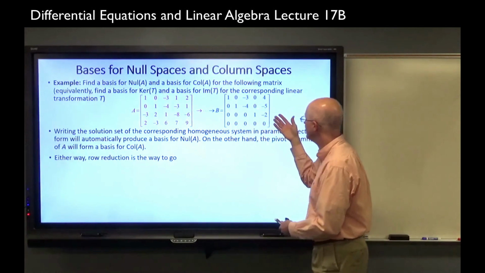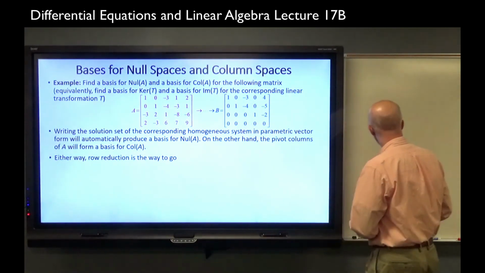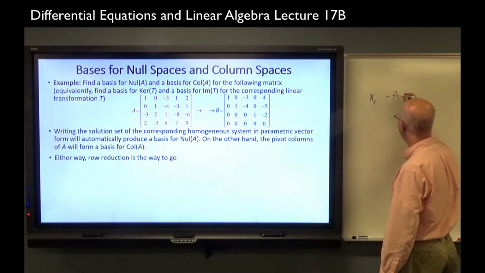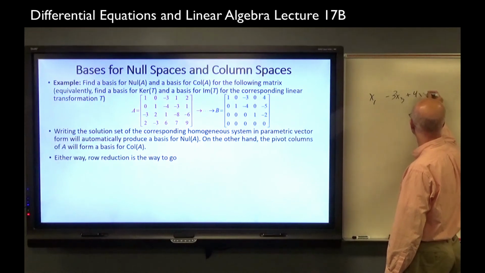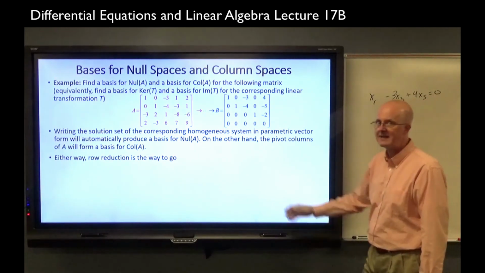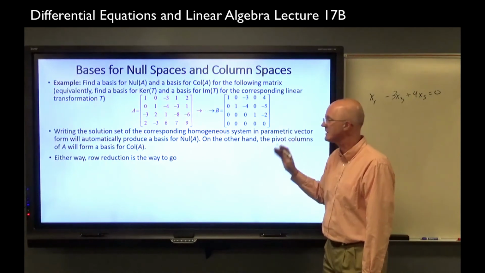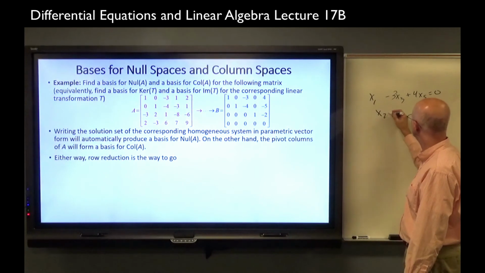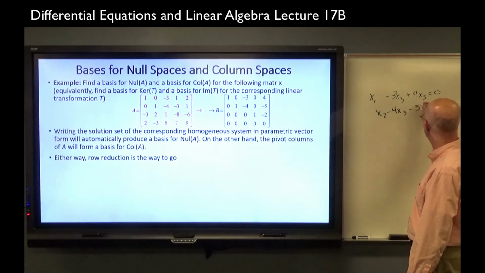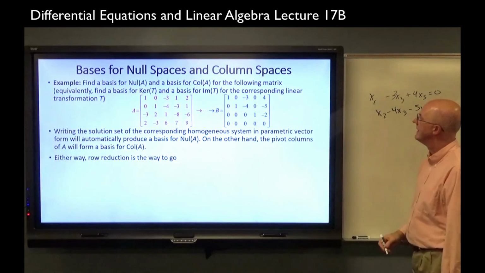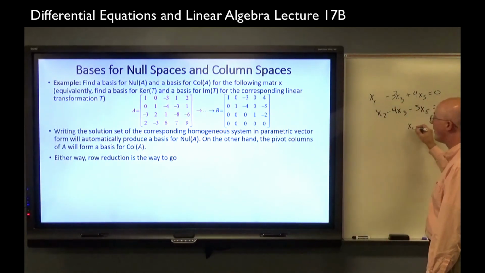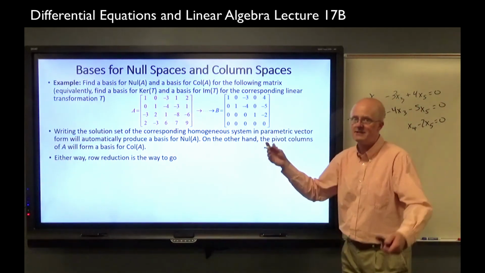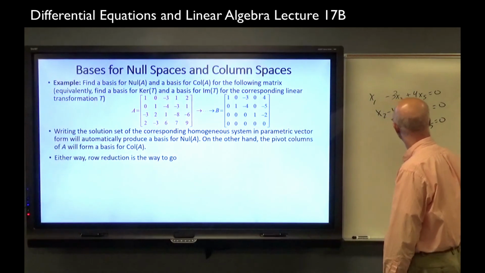And the row reduction algorithm applied to this matrix gives us the following equivalent system. x1 minus 3x3 plus 4x5 equals 0, pretending I got an augmented matrix with zeros in the rightmost column. The next line gives you x2 minus 4x3 minus 5x5 equals 0. And the third one gives you x4 minus 2x5 equals 0. The last line just says 0 equals 0. You don't need to write it down.